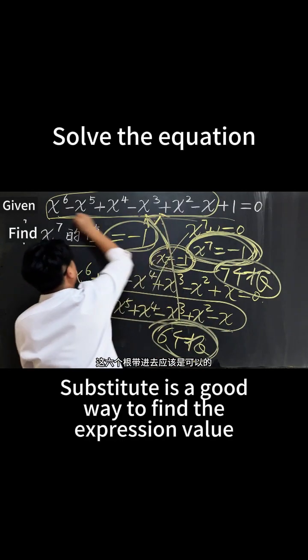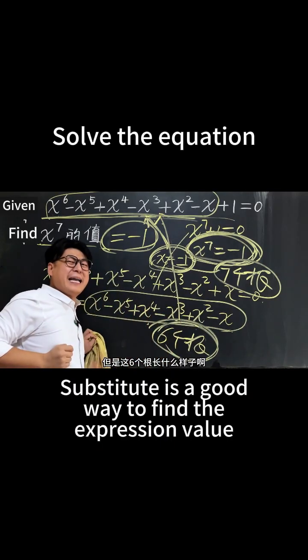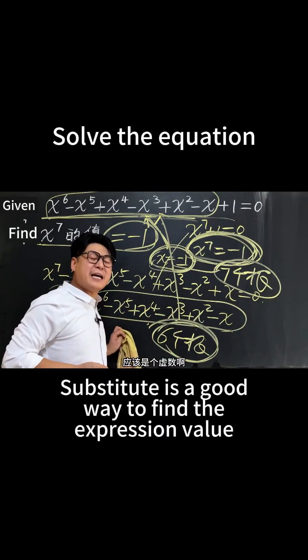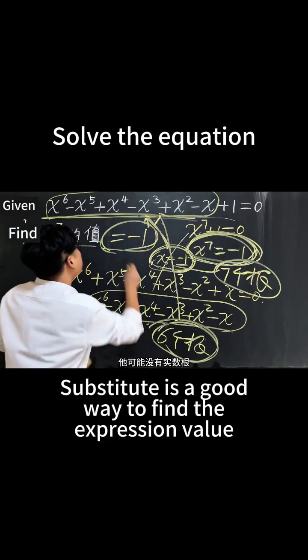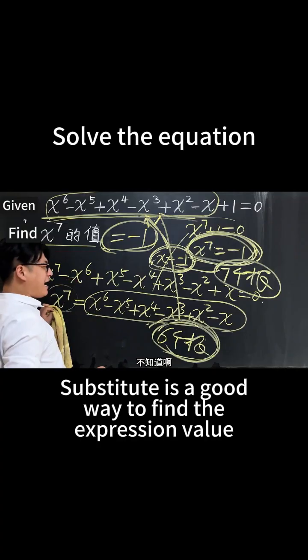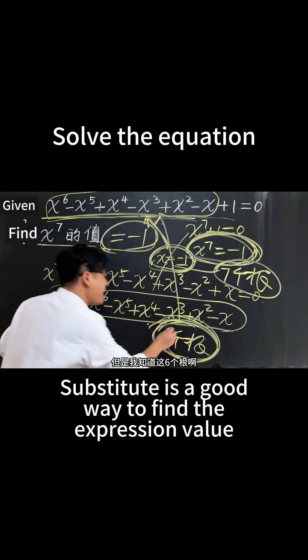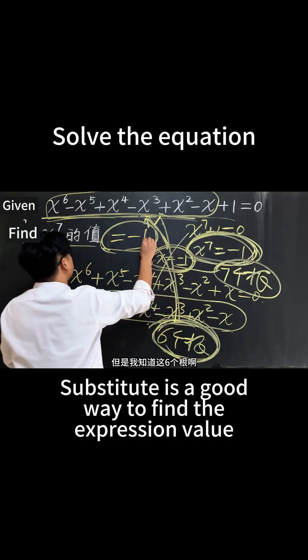These 6 roots should work if you substitute them in, but what do these 6 roots look like? Most likely, I think they should be complex numbers. Maybe there are no real roots, or maybe there are real roots. I don't know. I really don't know what these 6 roots specifically look like. But what I do know is that for these 6 roots, their 7th power equals negative 1.